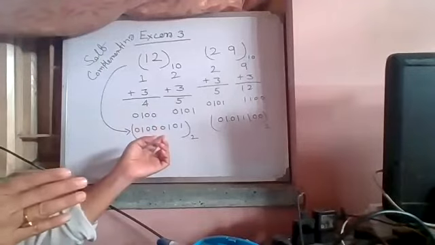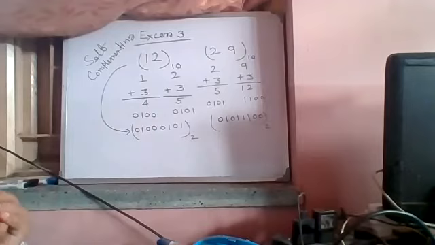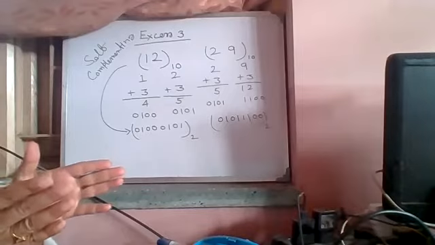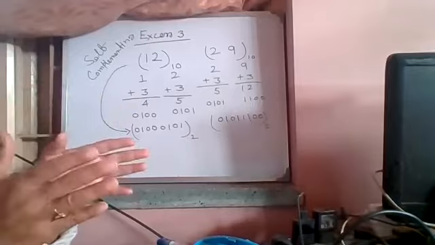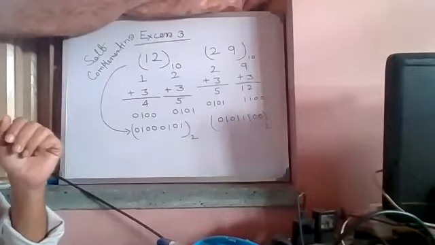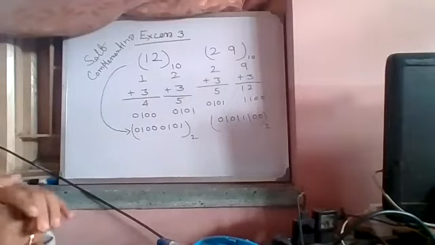Suppose this is an XS3 number. The one's complement of this number is the XS3 code for the 9's complement of the corresponding decimal number. Let's see how.